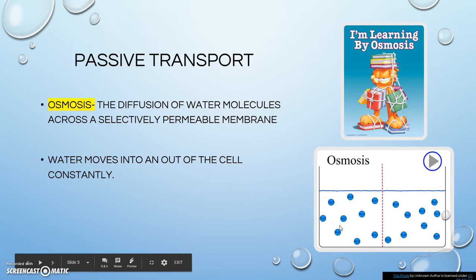The second type of passive transport is osmosis, and that's specifically the diffusion of water molecules across a membrane. So water will move in and out of the cell constantly. Just like in diffusion, it's until it's equal.